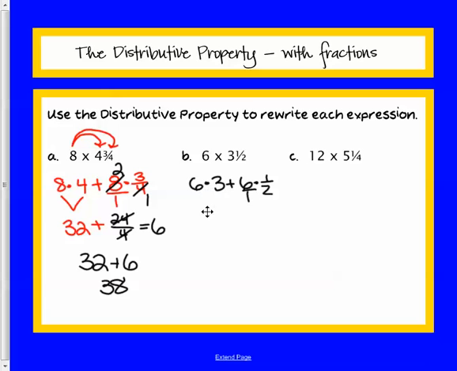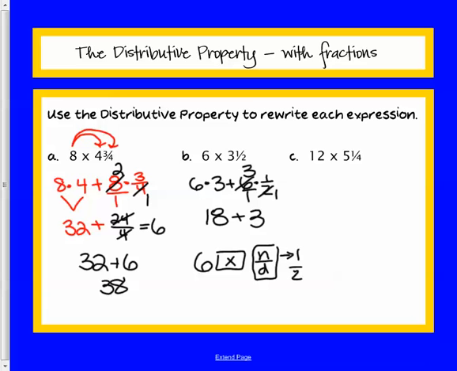So 6 times 3 gives me 18. And 6 halves gives me 3 wholes. Or I can simplify within the problem, 3 and 2, and get 3. Don't forget, you can plug this in your calculator. 6, the multiply button, the fraction button, which is the numerator over the denominator, and type in 1/2. And then hit enter.